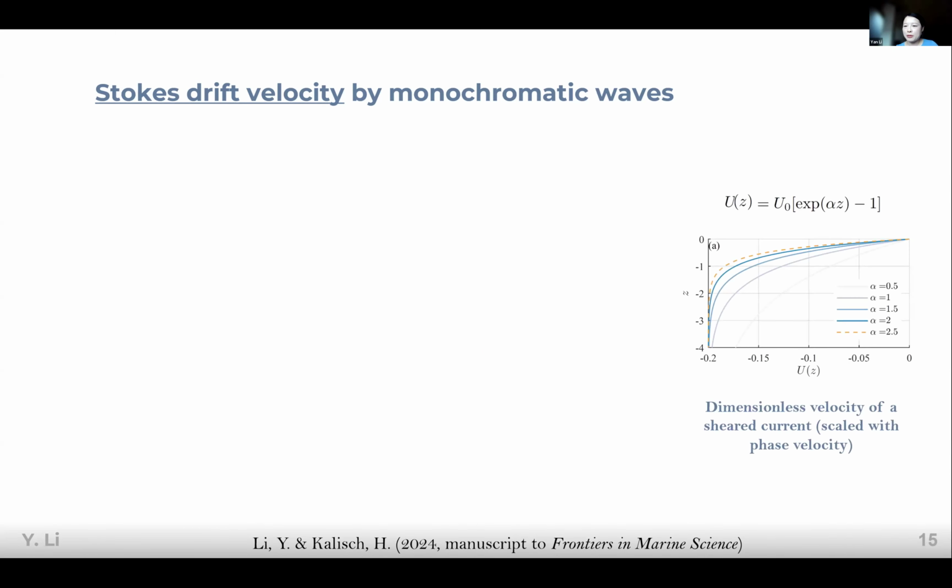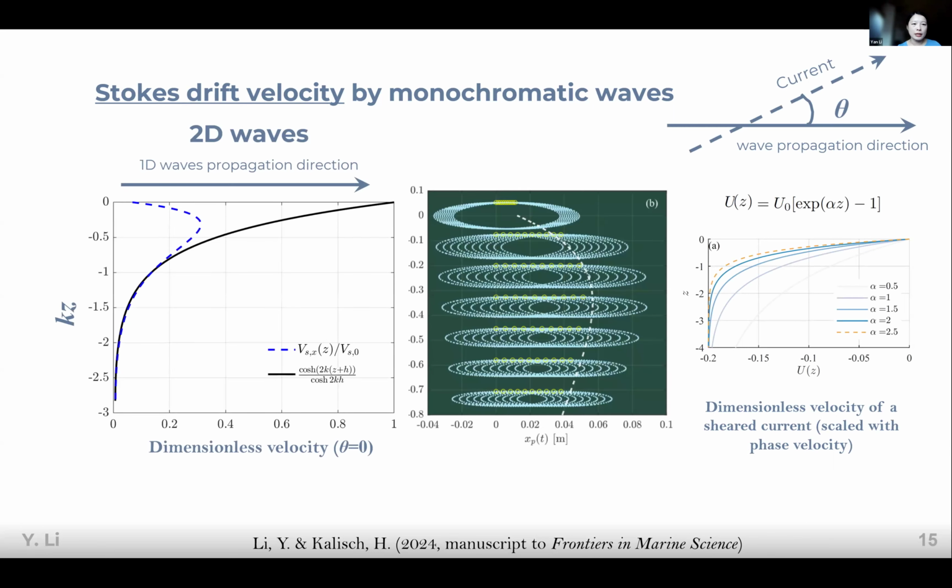So now the setup is like this. We will have a prescribed vertically sheared current, which is represented by an exponential shear profile, which we assume is given. And also we have an angle which describes the current propagation direction and the wave propagation direction. Here we use theta to denote the angle between the current propagation and wave propagation. Now we're going to take a look at the results, which show basically the Stokes drift velocity in 2 dimensions.